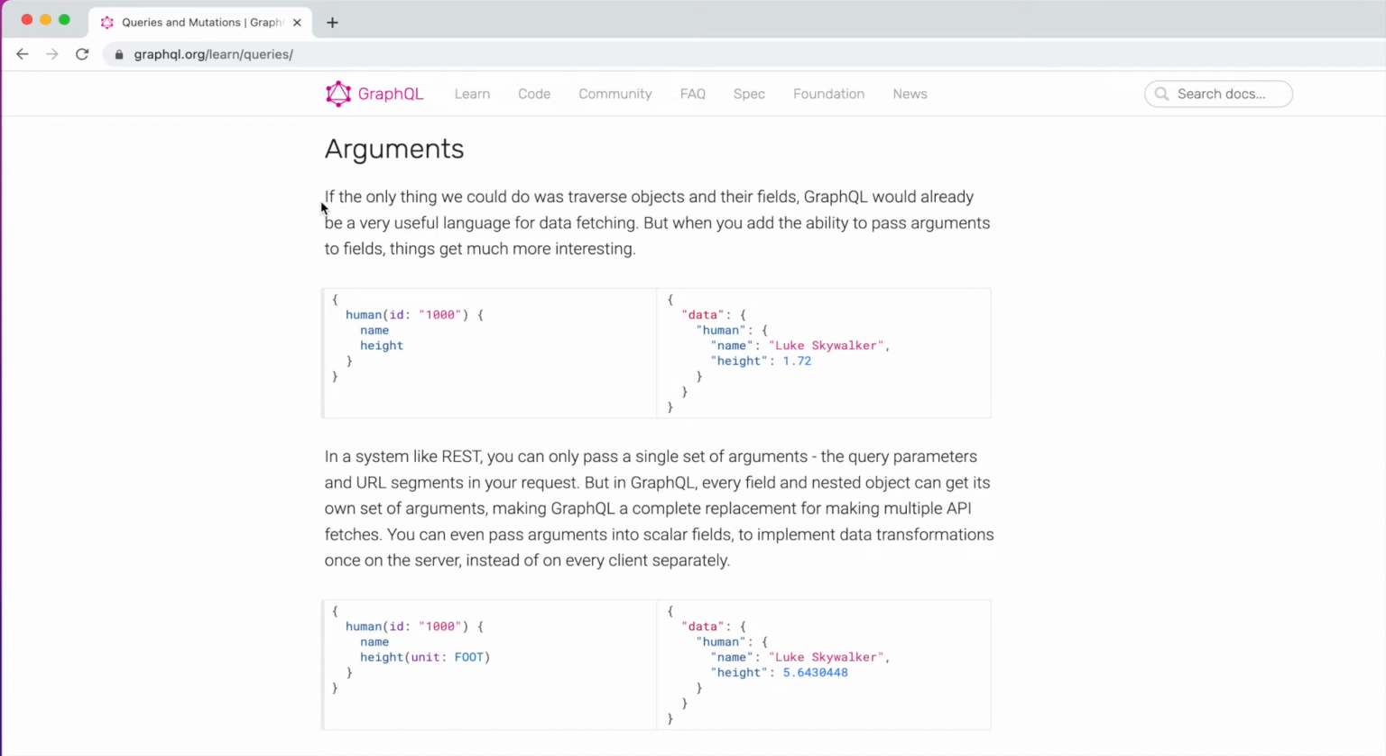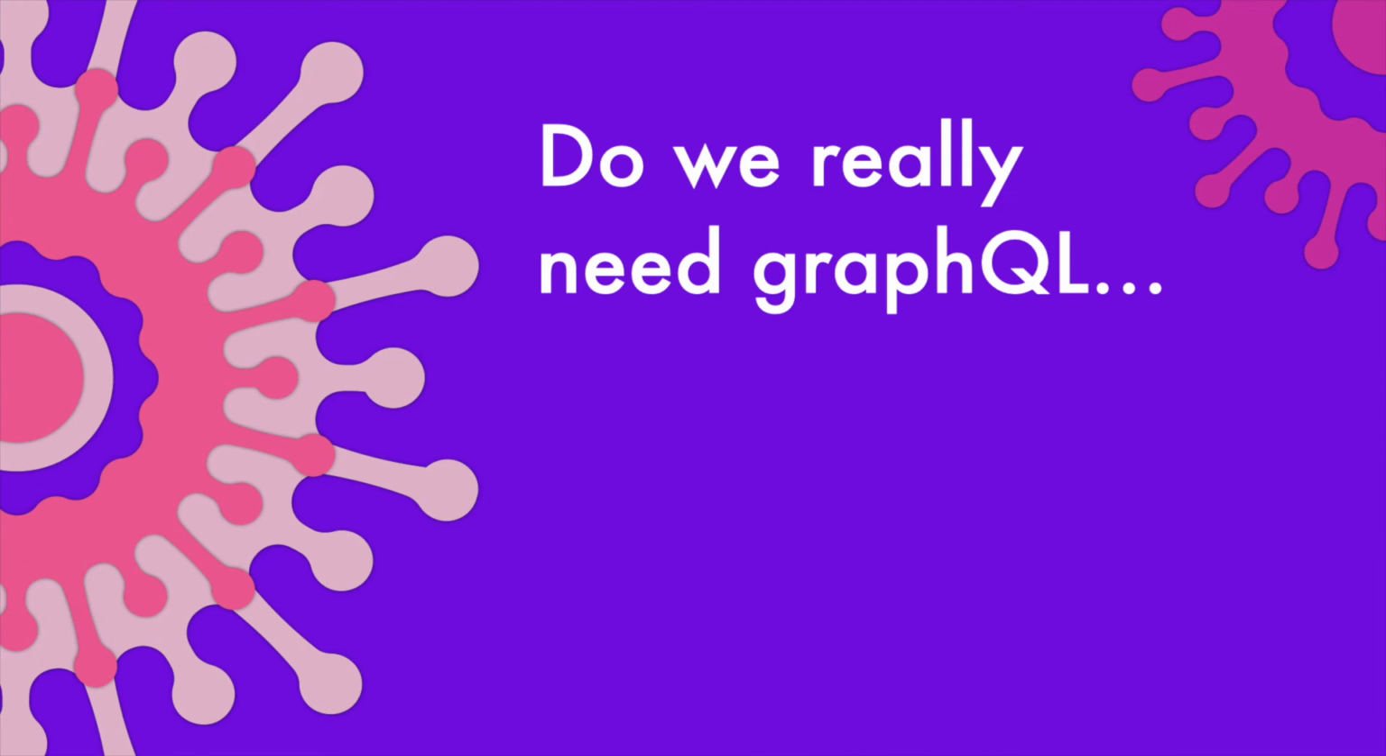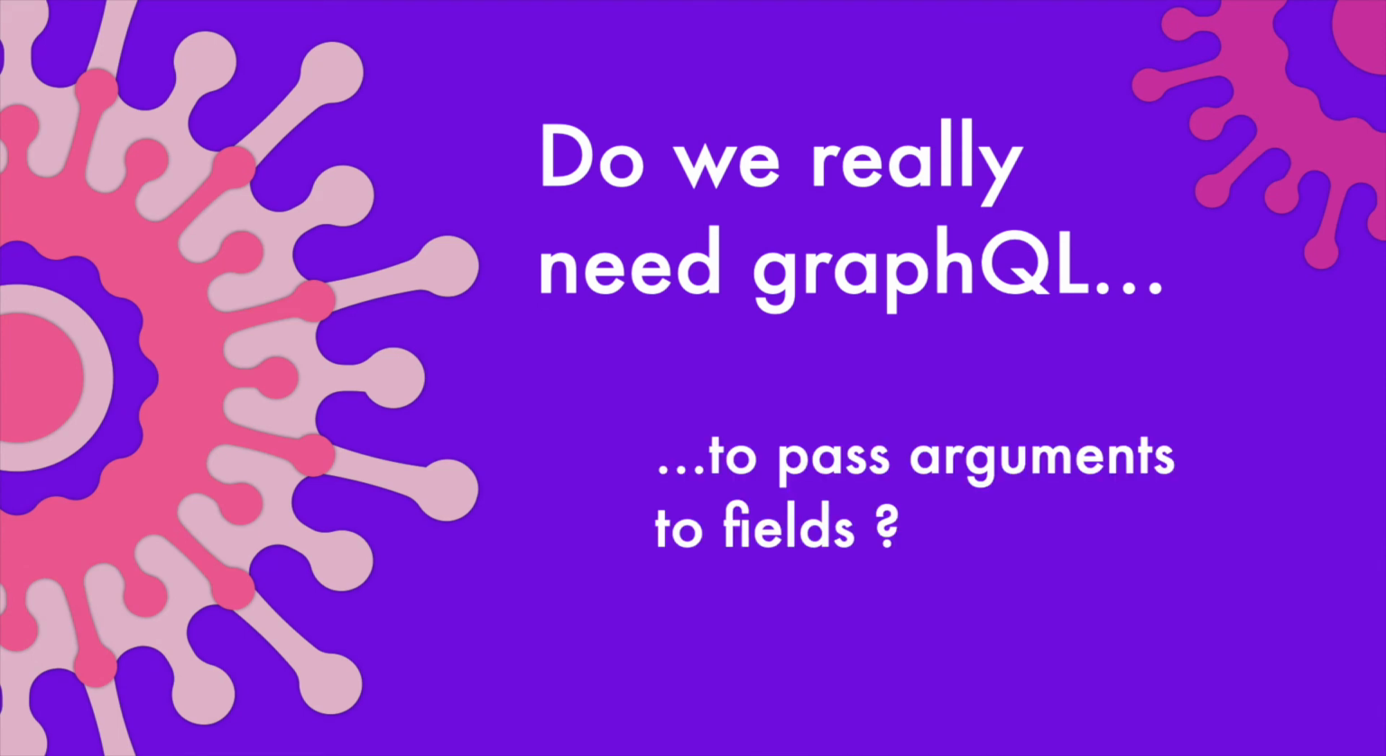It goes on to say, in a system like REST, you can only pass a single set of arguments, the query parameters and URL segments in your request. But in GraphQL, every field and nested object can get its own set of arguments, making GraphQL a complete replacement for making multiple API fetches. You can even pass arguments into scalar fields, to implement data transformations once on the server instead of on every client separately. So, do we really need GraphQL to pass arguments to fields?